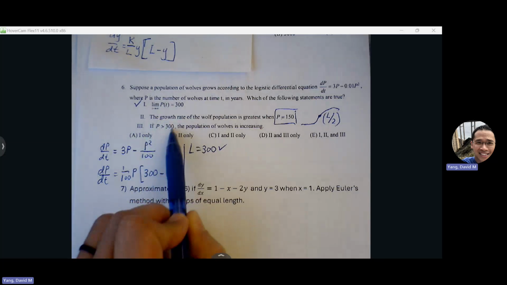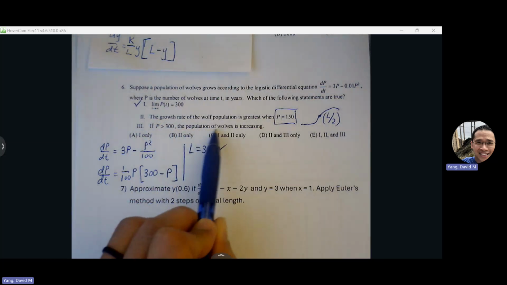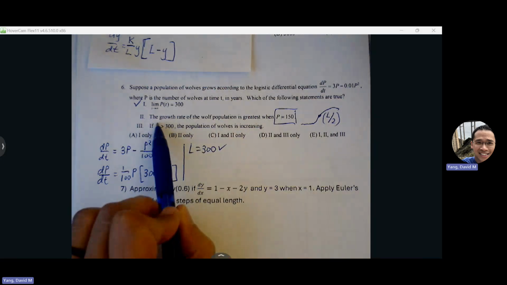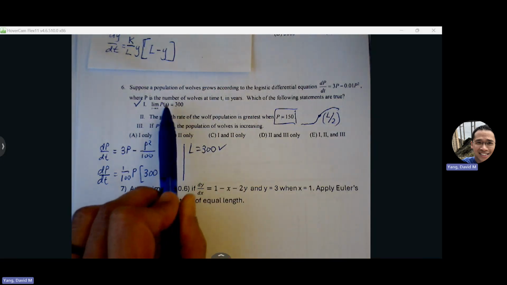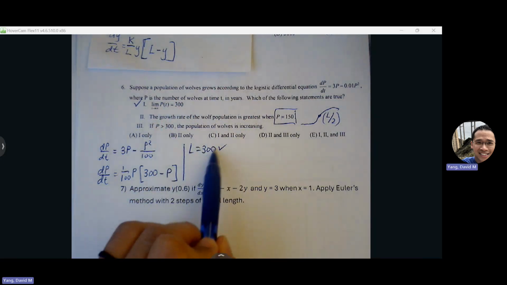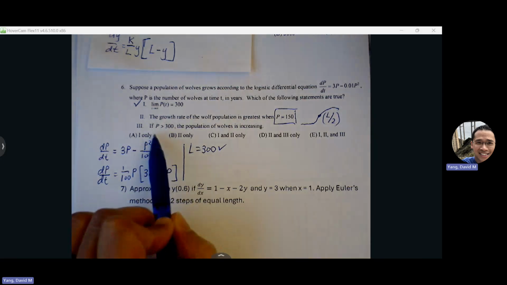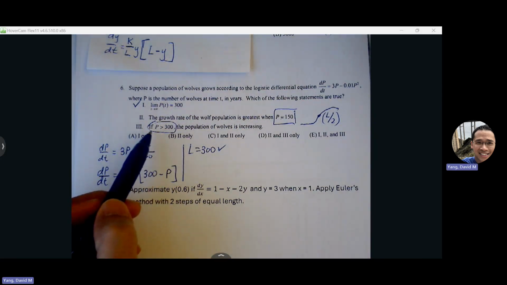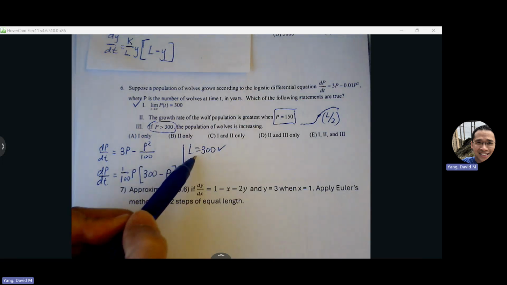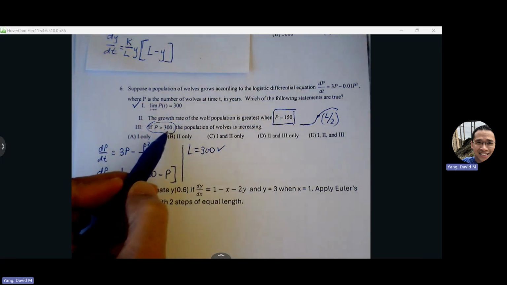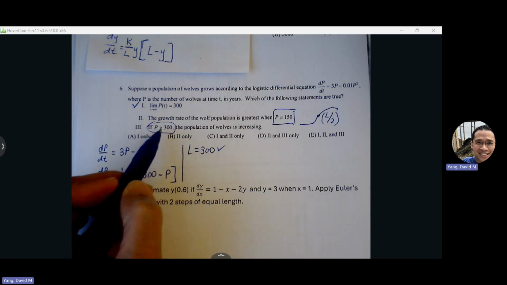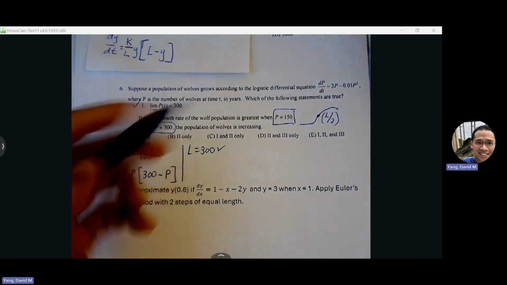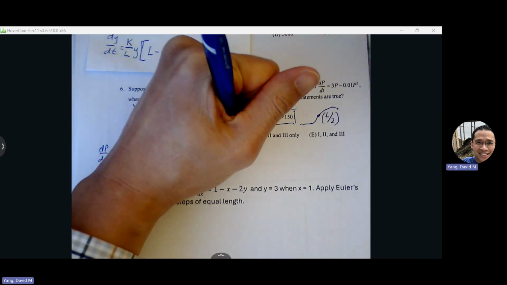So third one here, if the population is greater than 300, the population of wolves is therefore increasing. So what happens here is we're still left with this carrying capacity of 300, but it's possible that the population starts off more than 300, and let's say a natural disaster is causing that carrying capacity to decrease to 300, then it's not going to keep growing.